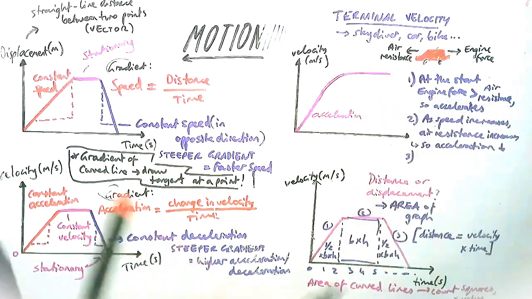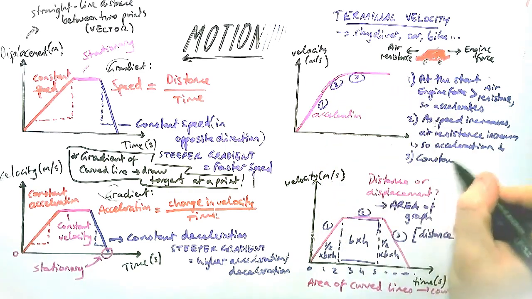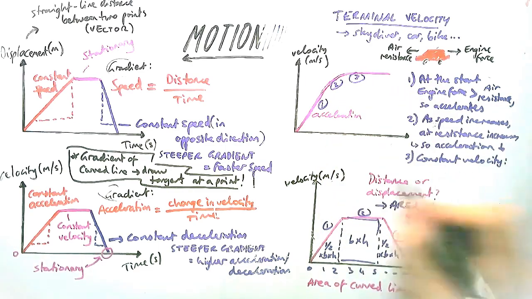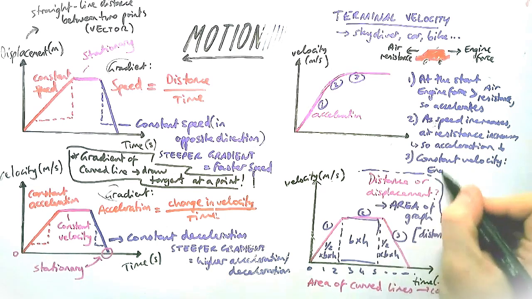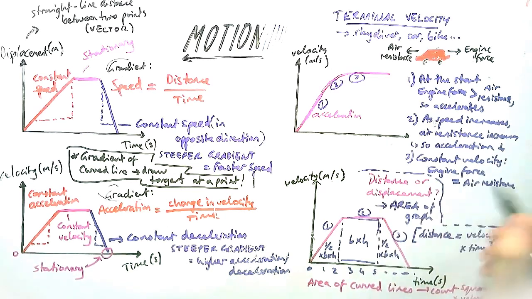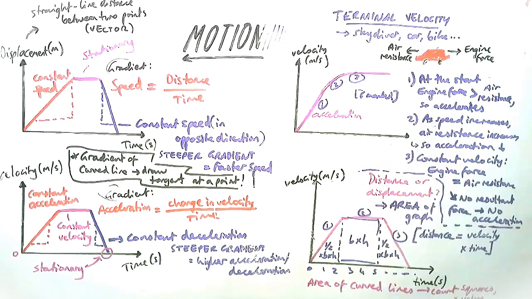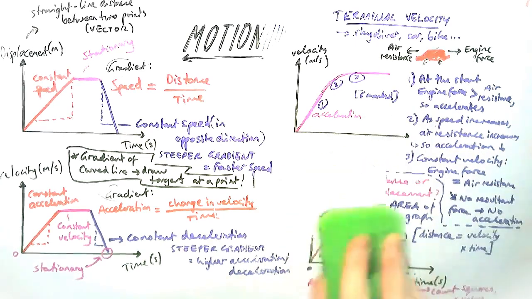Stage 3, which is the part where it goes horizontally, as we've just talked about on the bottom left graph, is a constant velocity. Now you need to be able to link this together with the forces. The reason it's a constant velocity is because the engine force, in this case for our car, is equal to air resistance. Therefore, there's no resultant force, so there's no acceleration. F equals m times a: no force, no acceleration. That could be a 6-mark question or a 4-mark question in your GCSE.